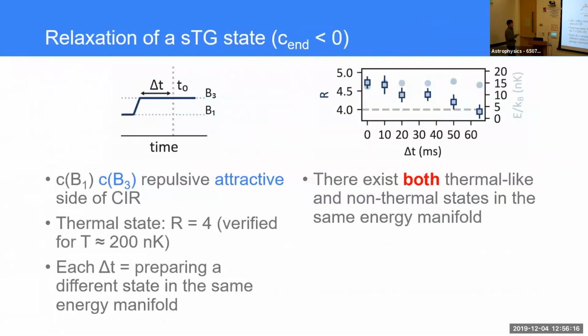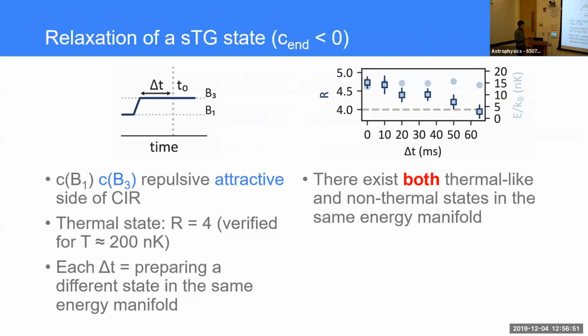Again, we start with some field value that corresponds to the repulsive side of the confinement-induced resonance. We quickly cross the resonance, performing the quantum quench, to some field value which corresponds to the attractive side of the CIR. Then we wait for a varying time delta t for the state to evolve and explore the Hilbert space. And then we initiate the collective oscillation measurement at some time t. Our observable will still be our ratio R.